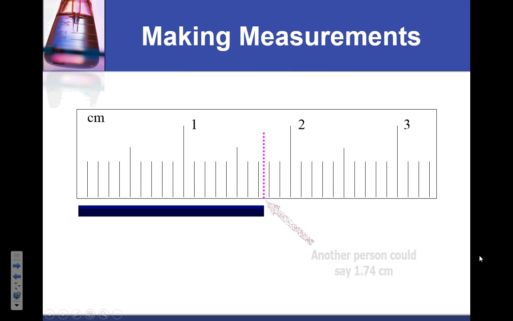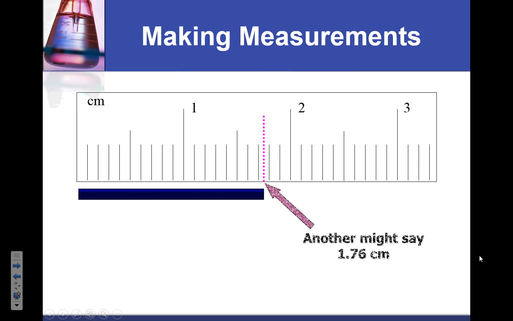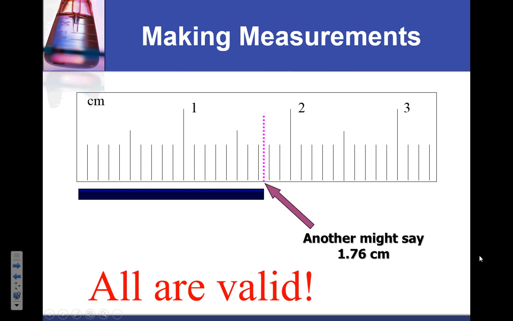Now, somebody else may look at it and say, no, I think it's just under. It's 1.74. And somebody else may say, well, it's just past, it's 1.76. You need to realize all are valid measurements. We all had 1.7, and it's definitely between 1.7 and 1.8. So we were all accurate. But our estimates had a very small variance to them.